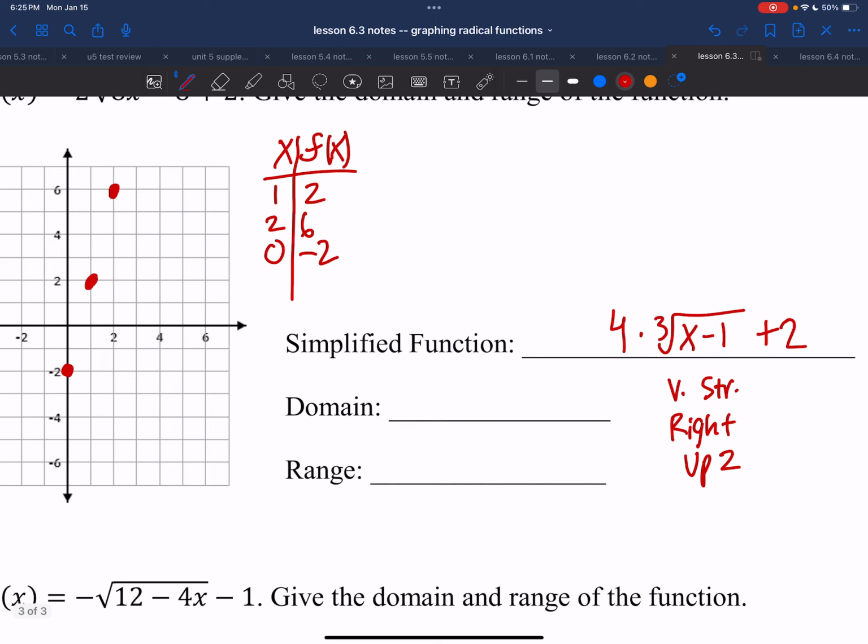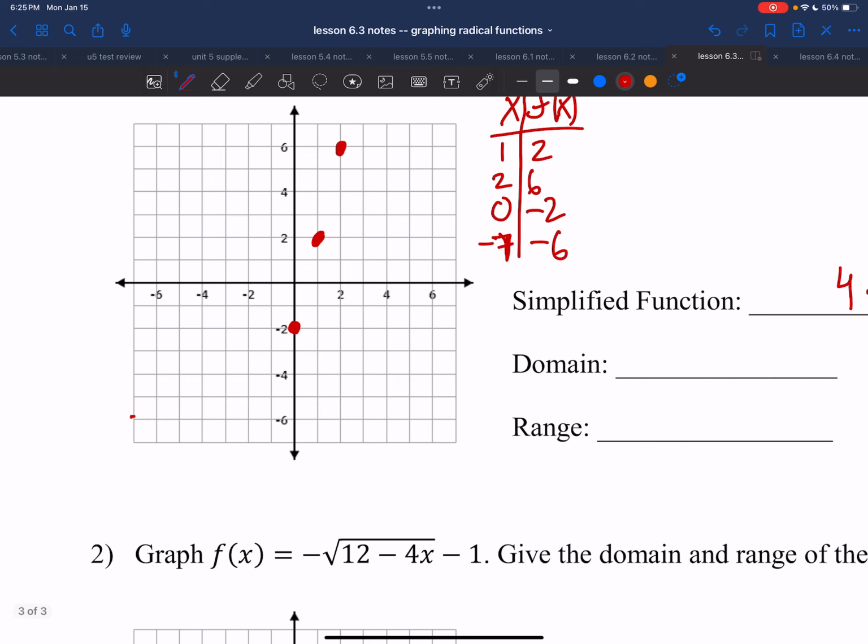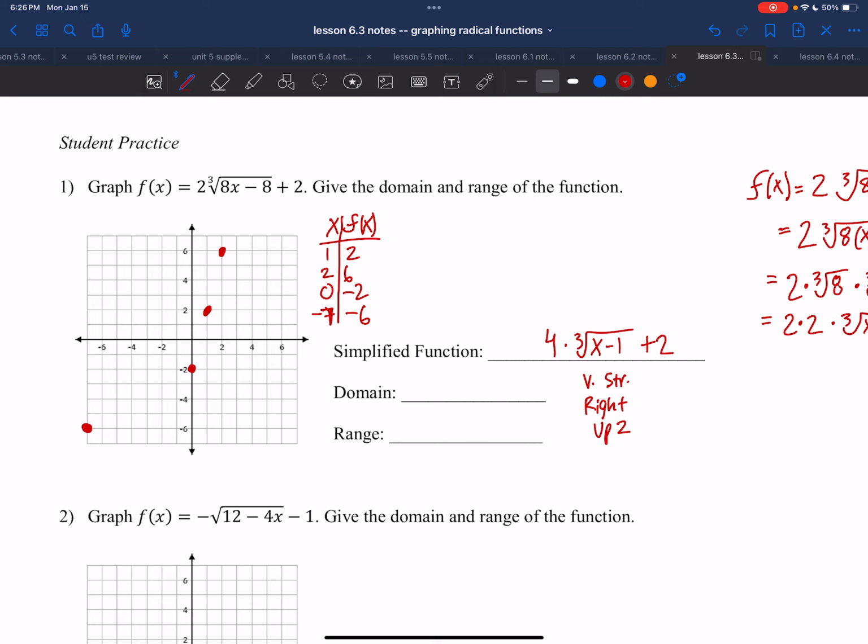I can technically do negative 7. It kind of fits on here. Negative 7 minus 1 is negative 8. Cube root of negative 8 is negative 2. So negative 2 times 4 is negative 8. Plus 2 is negative 6. So that actually just fits on the graph right there. Just fits. And I can kind of get a good curvature from the graph. Like so.